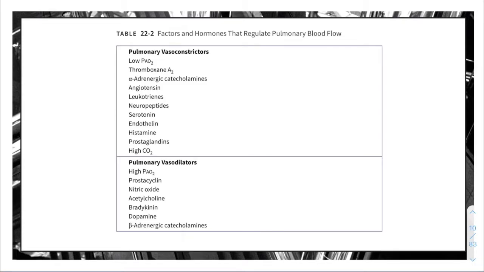Okay, what are the factors and hormones that regulate pulmonary blood flow? You have pulmonary vasoconstrictors. So these are the factors that may cause vasoconstriction. Pulmonary vasodilators. So these are the factors and hormones that may cause vasodilation. So take a look at oxygen tension. It is a potent pulmonary vasoconstrictor.